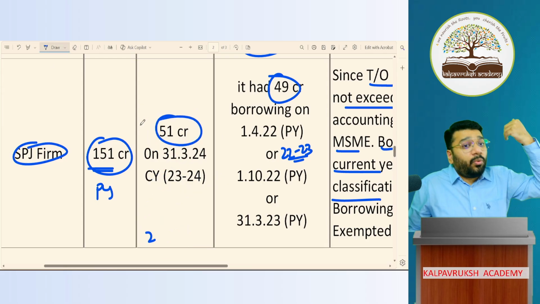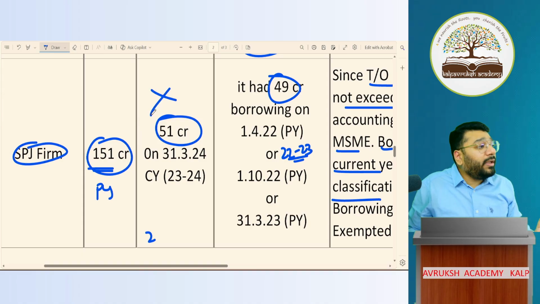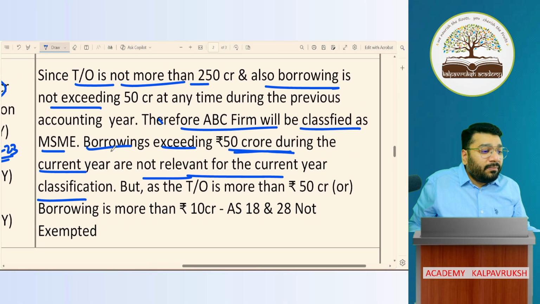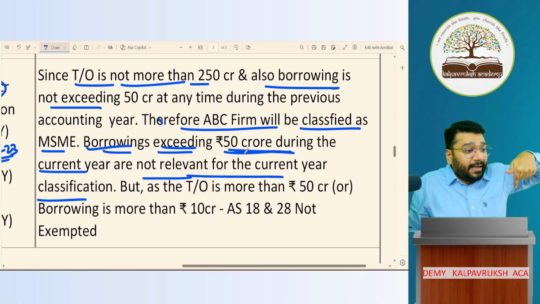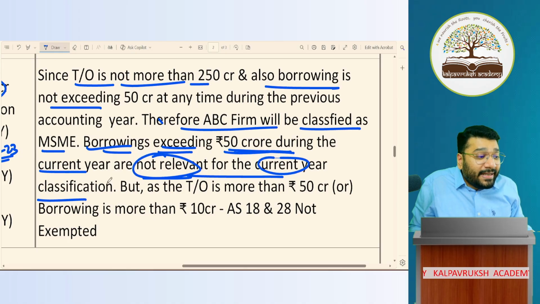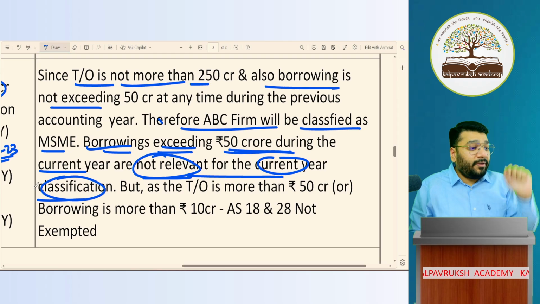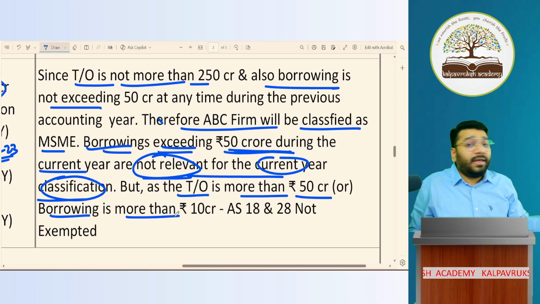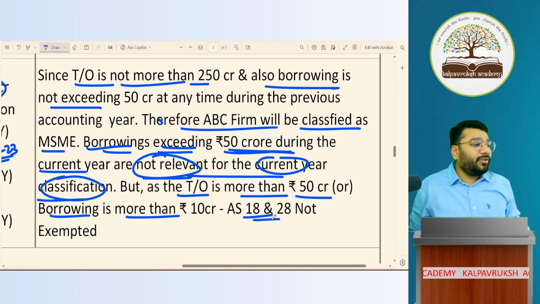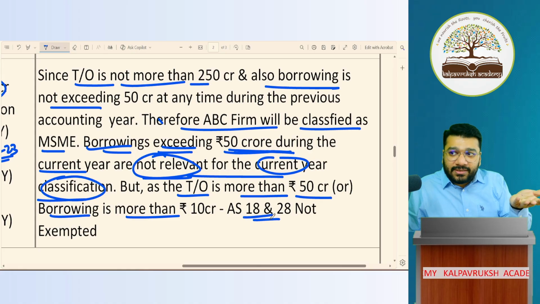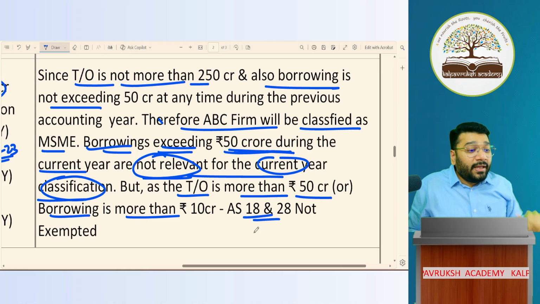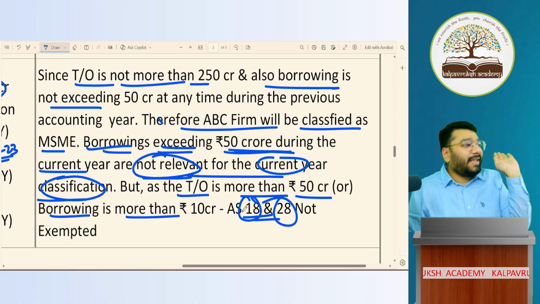Let this be whatever it wants to be. Current year borrowing is not relevant for current year classification. Borrowing exceeding 50 crore during the current year will not be relevant for the current year classification. However, since turnover is more than 50 crore and borrowing is more than 10 crore, 18 and 28 is not exempted. You are MSME, you have exemptions. But since your turnover is more than 50 crore and borrowing is more than 10 crore, 18 and 28 cannot be exempted. That you have to comply with.